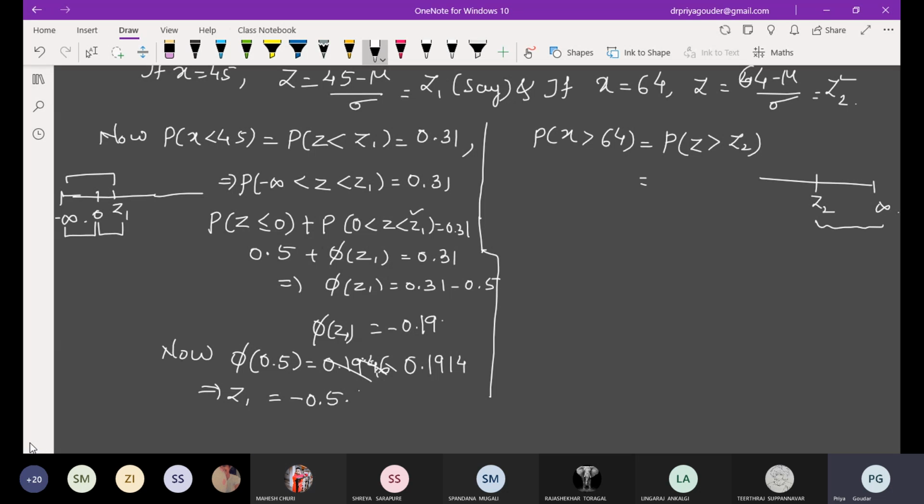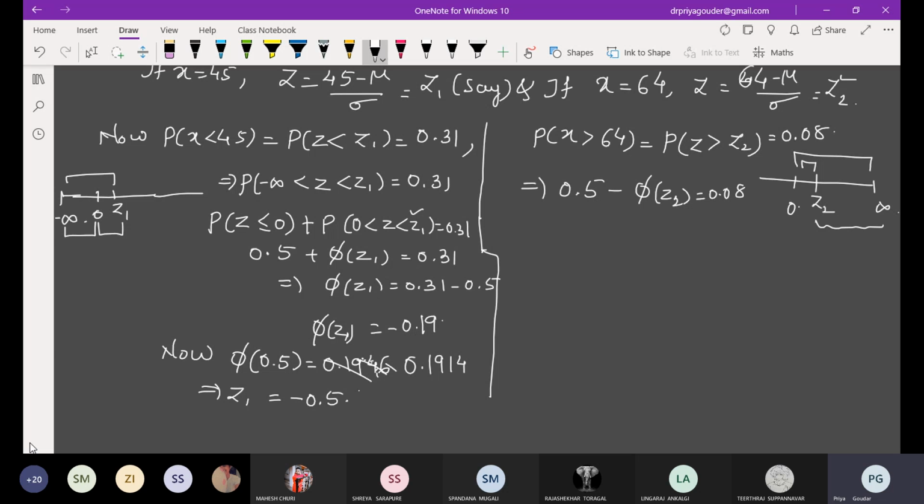No, it is not there. So take a 0. So how to write this interval? Z2 to infinity. Write the 0 to infinity interval. This much has to be subtracted. So this value is given as 0.08. So I'll write it directly. This is 0.5 minus phi of Z2. Am I correct?